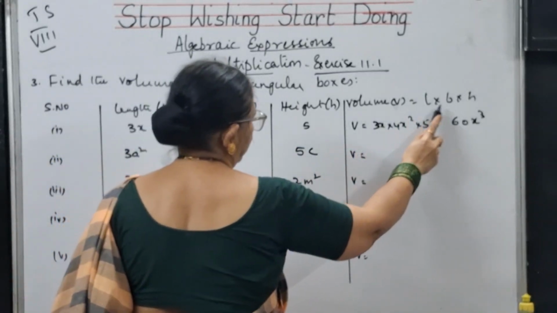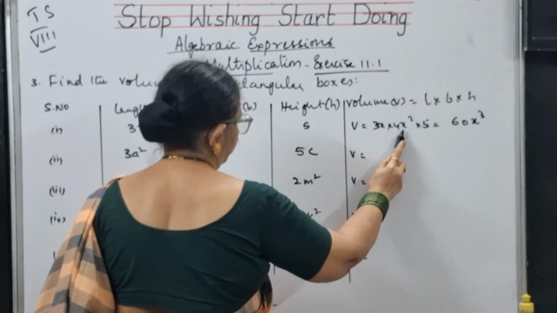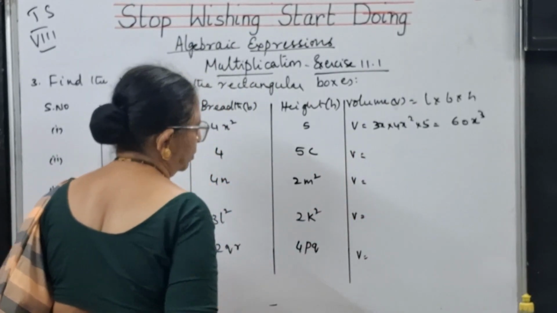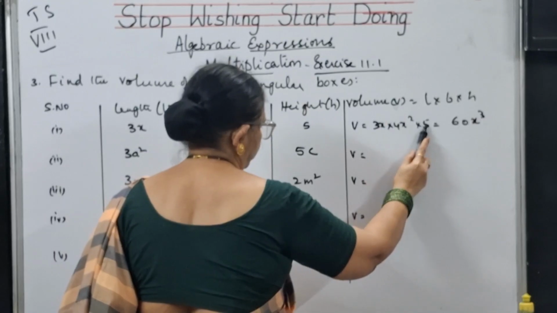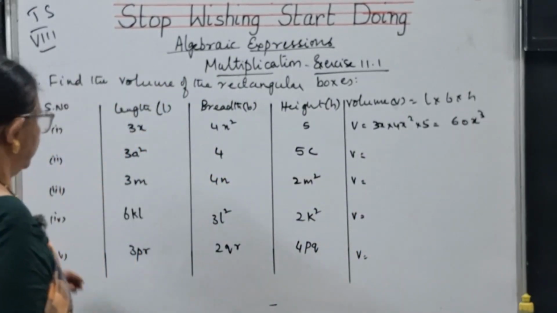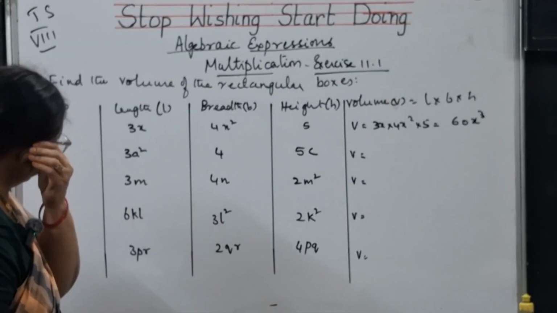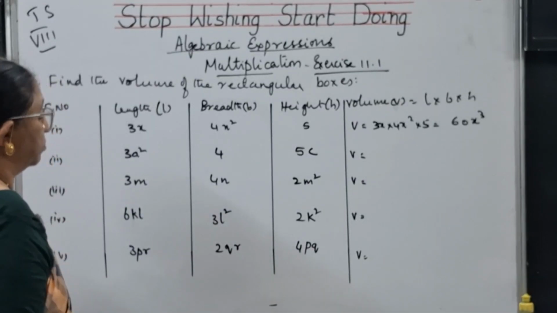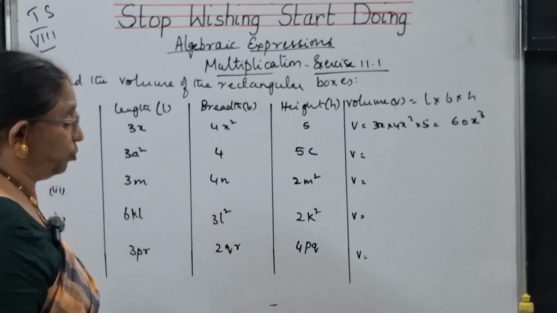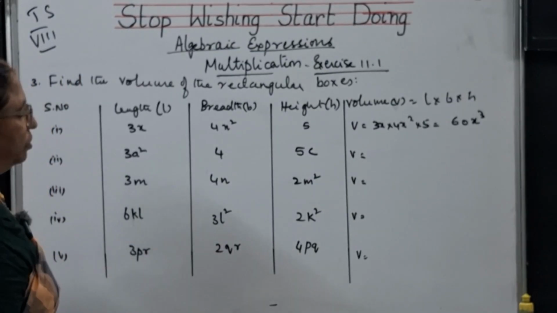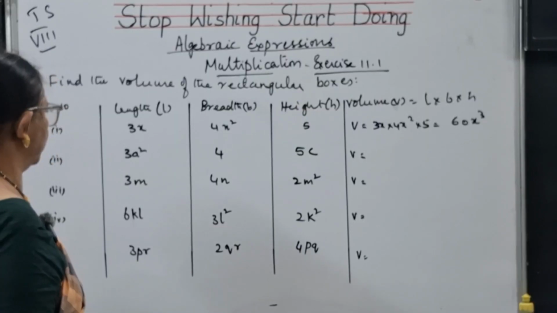So V is equal to L into B into H. 3x into 4x square into 5. They all are positive signs, so it is positive. 3 4s are 12, 12 5s are 60, 60 x into x square, x cube. So let us see this. Children, here all positive only we will be getting because these are the measurements of some box. So this kind of room measurements, box measurements, anything, always they are positive. So need not think about the negative sign at all.